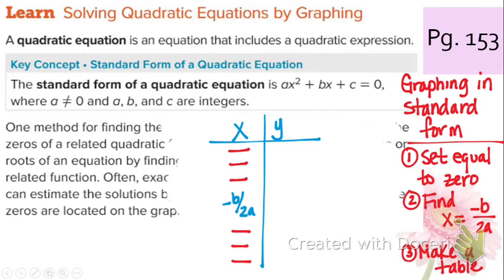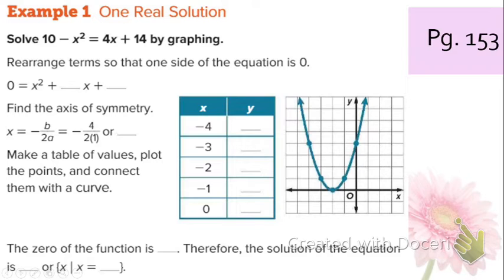So let's go ahead and do it together, and then we'll start our homework. Let's look at example 1. Unfortunately, they did it for us, but we're still going to try to do it off to the side so you can see. The first thing they did was they set this equal to 0.